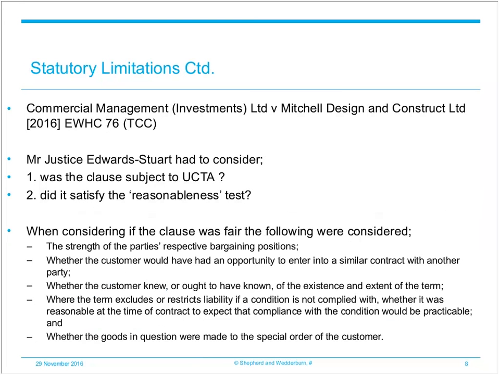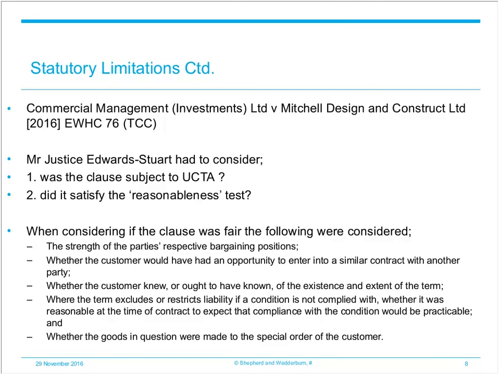An example of UCTA being applied to a commercial construction contract was discussed in the case of Commercial Management Investments Limited against Mitchell Design and Construct Limited in 2016 this year. This case concerned the validity of the subcontractor's limitation of liability clause in its standard conditions. A defects claim was brought against both Mitchell and Regorco. Regorco asserted that the limitation of liability clause contained in its standard terms and conditions prevented any such claim from being brought unless it was notified within 28 days of the appearance of the defect or, at the latest, within a year of the completion of the works, and which the claimant's claim was not on either count.